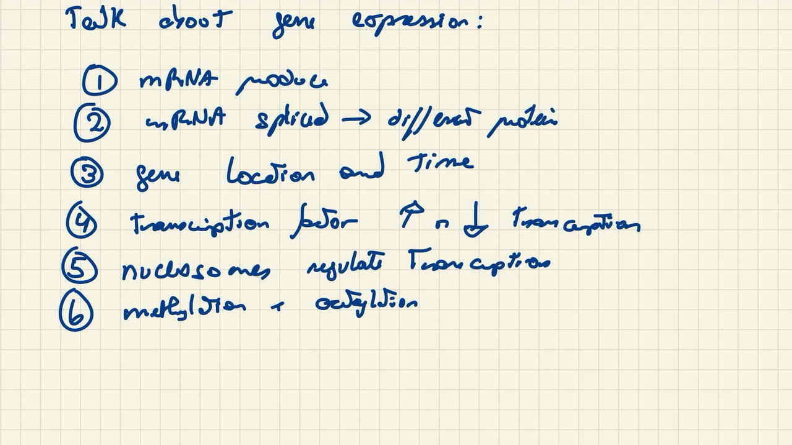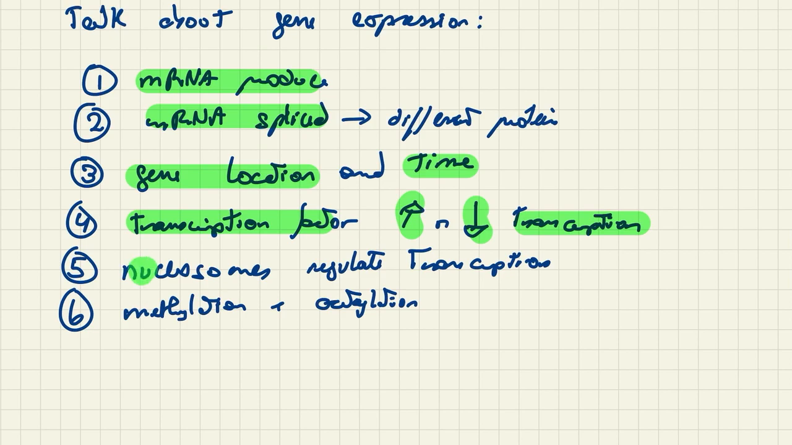So right here, I already have enough of a cheat sheet. And now you have this, you can pause and write these down. But of course, these are just an outline. Of course, you have to elaborate everything about how mRNA is produced, how it's spliced by taking the introns out. Then talk about gene location, might turn off or turn on at a time. The transcription factor can increase or decrease transcription. Nucleosomes can regulate transcription, which means including methylation, acetylation.